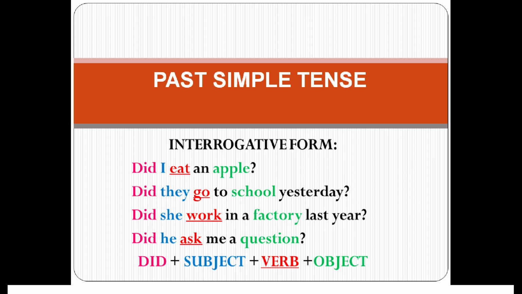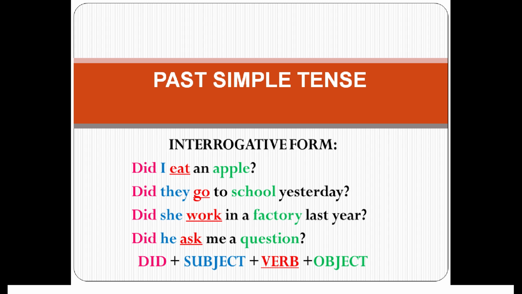Now we'll talk about question sentences, or how they call it, interrogative form. People use interrogative form when they want to ask if something has happened in the past. For example, the question is, did I eat an apple? The answer would be yes, I ate an apple. Same with the other examples.